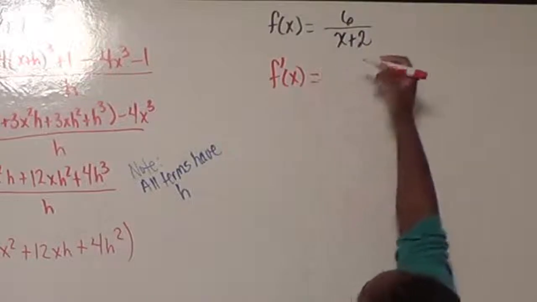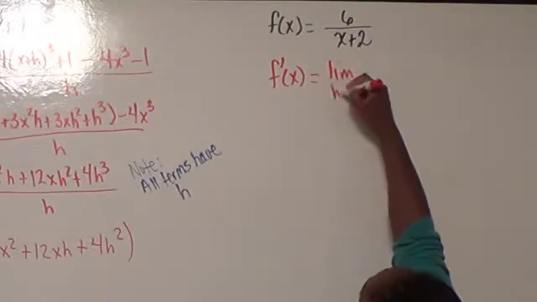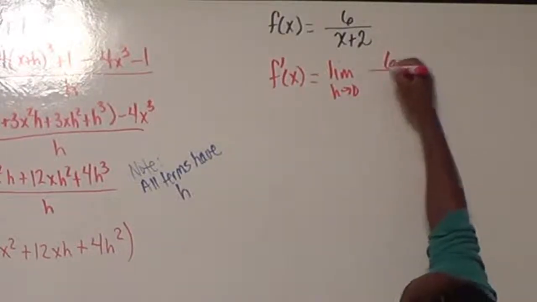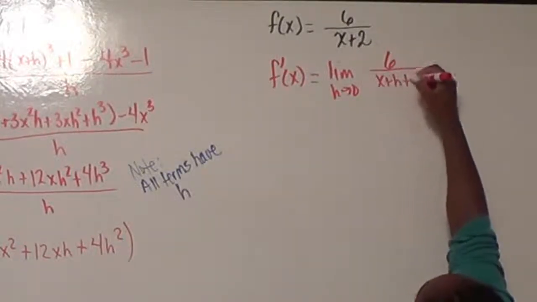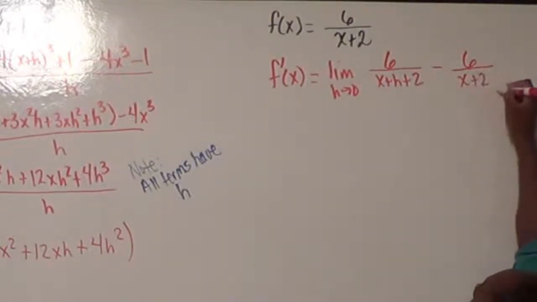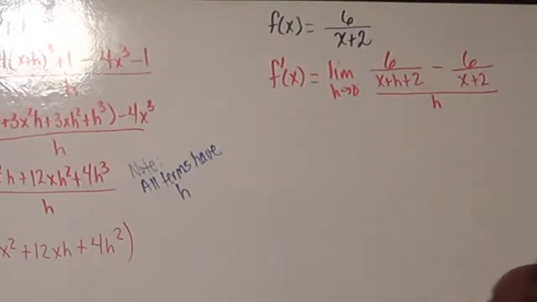So we'll start out the same way. It's going to be the limit as h goes to 0. I'm going to plug my x plus h in there, minus my f of x, all divided by h.